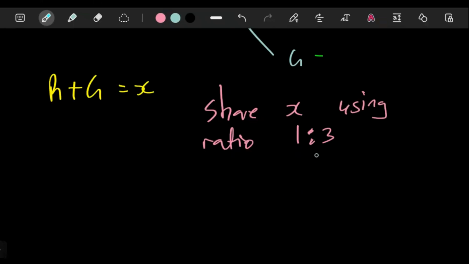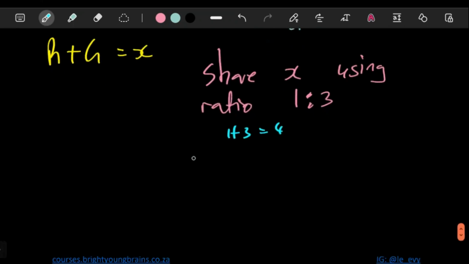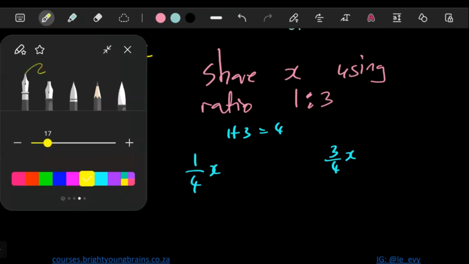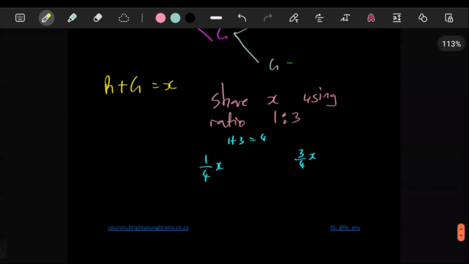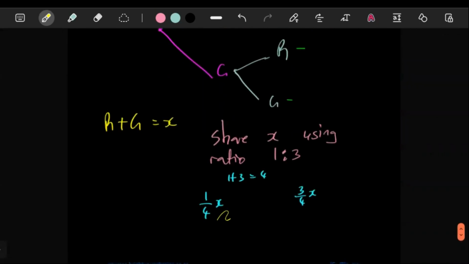What you do is you add the 1 and the 3, get a 4. And then for the 1, you say 1 over 4 multiplied by X. For the 3, you say 3 over 4 multiplied by X. So what this is saying is everything is X, but the portion that goes for the red is just 1 over 4 X. The portion that goes for the green is just 3 over 4 X. So that's how we have divided the green and the red.